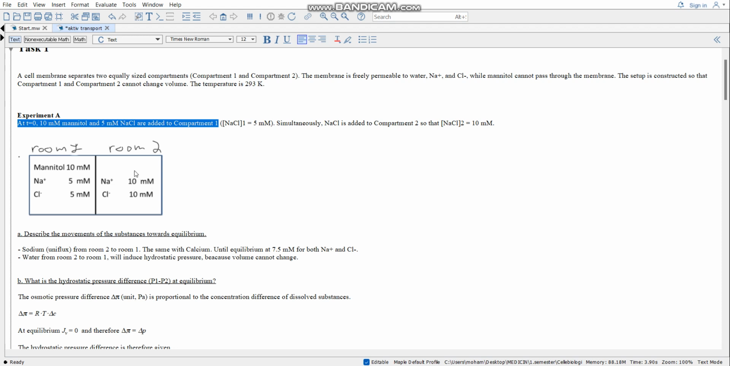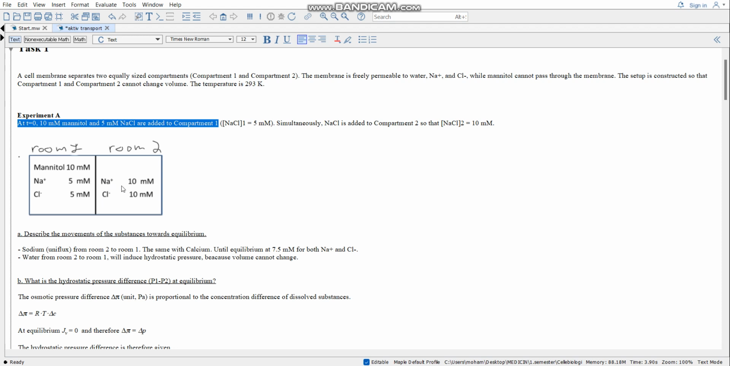Now let's start off by looking at sodium here, right? The concentration is higher in compartment, or room, 2 in comparison to room 1, so it will go from room 2 to room 1. And similarly, the same thing with chloride. They will go from high to low concentration, therefore the uniflux of sodium chloride will move to room 1. And at equilibrium, it will be 7.5 millimoles of sodium and chloride in room 1, and the same for room 2. Now mannitol cannot move through this membrane here.